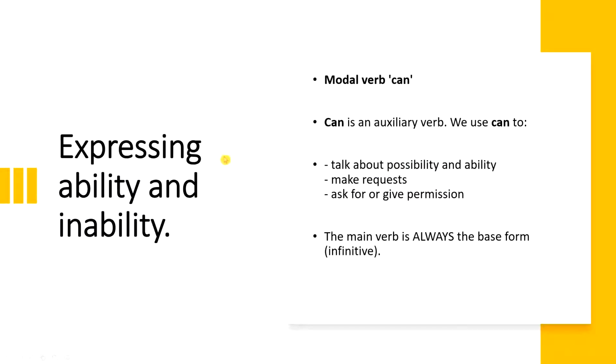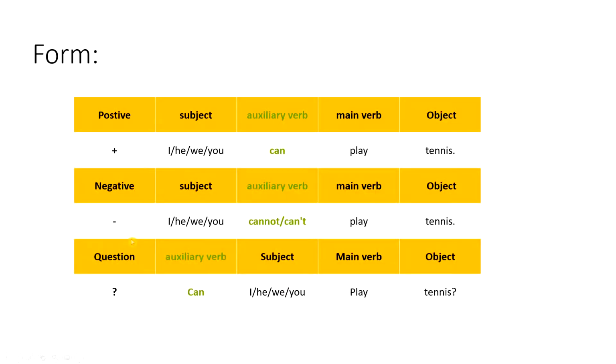So here we are going to talk about expressing ability and inability. Inability means when you can't do something. So let's see the form that we have for our modal verb can. So it is a positive. You notice here that we use can with all types of subjects. So I, he, we, you, she, all of them we use can. There is no s, nothing. And also for the verb, we don't conjugate. It's the main verb, it's in the base form. So I can play tennis, you can play tennis, she can play tennis, etc.